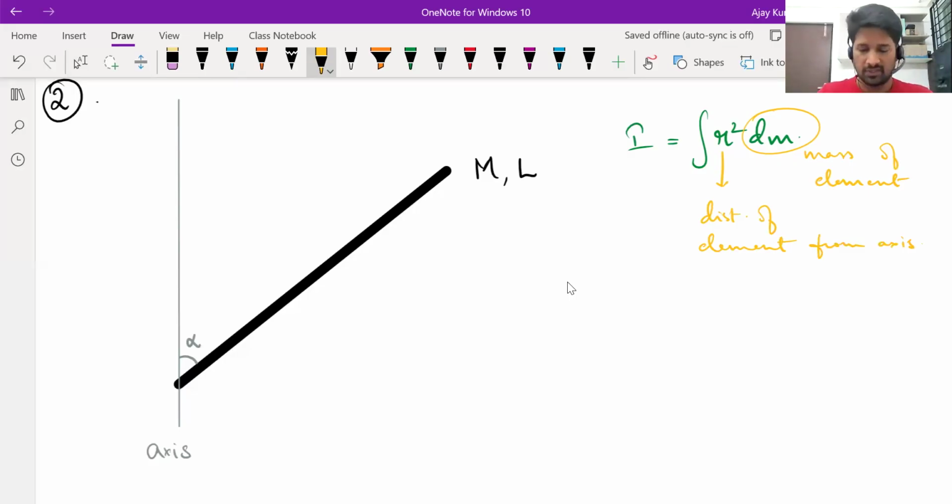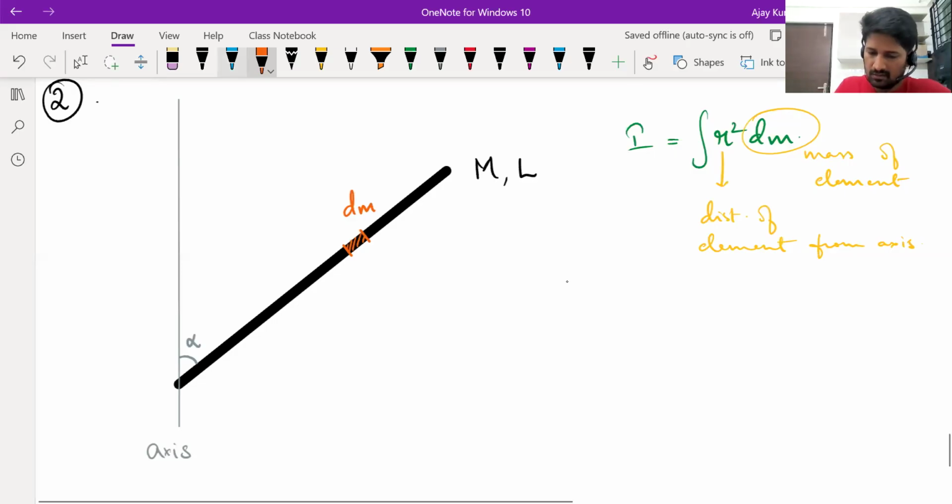Okay. So let's visualize the element now as usual. Consider an element from here to here. Let its mass be dm. R is the distance of element from the axis. Now distance of a point from a line. Axis is a line, no? Element is a point. Distance of a point from a line is always supposed to be the perpendicular distance. This is what you should call as R. Let's call this as R.